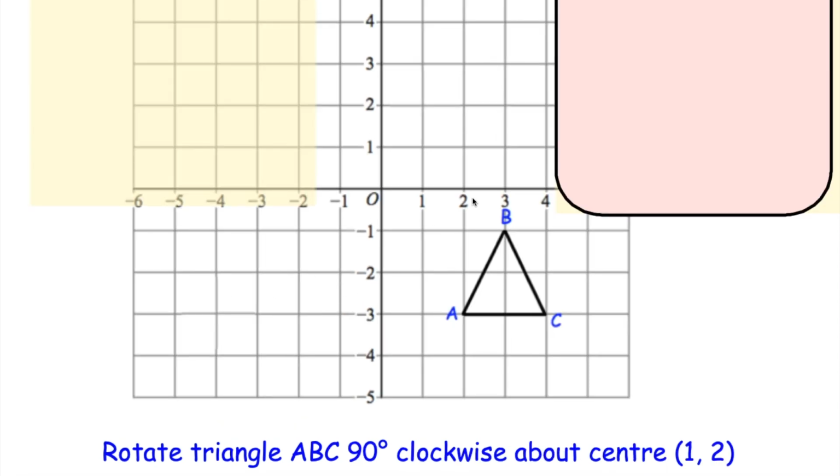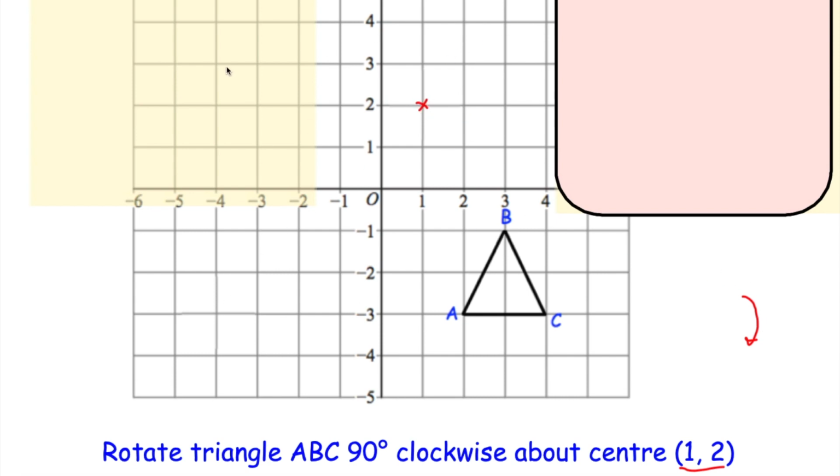So question number 7, we've been given a triangle and we've been asked to rotate this triangle ABC 90 degrees clockwise about center 1, 2. So let's plot that center of rotation 1, 2. So 1, 2, that's going to be 1 along, 2 up. So that's the center of rotation. And we've been asked to rotate the shape 90 degrees clockwise. So that's going to be that way, clockwise, about this point.